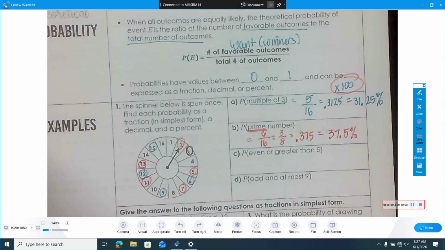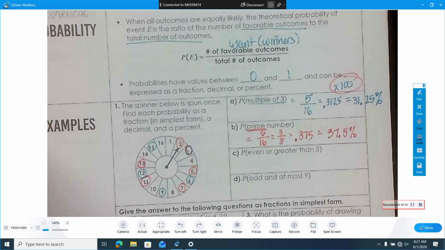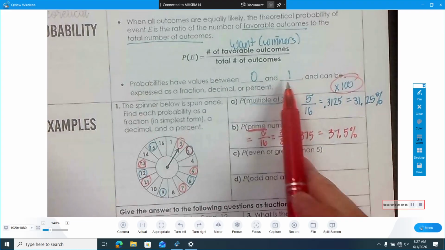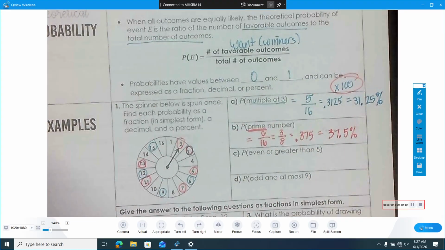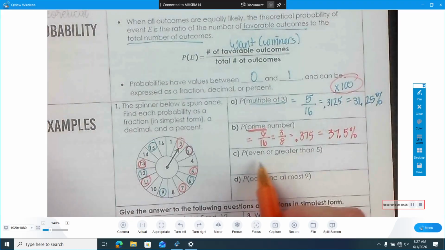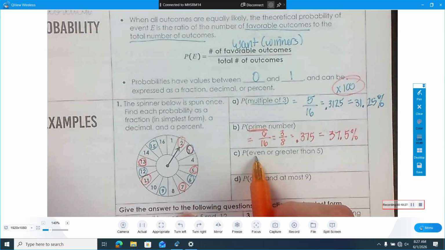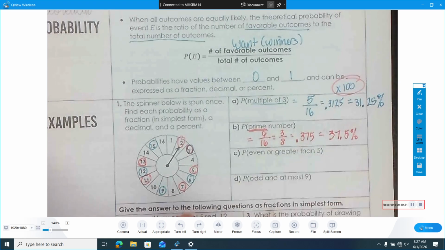All right. Should you ever get a percent more than 100? No. That'd be bigger than 1, so that wouldn't work. Okay. What about the probability of an even number or a number greater than 5?